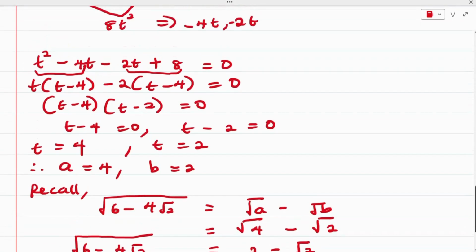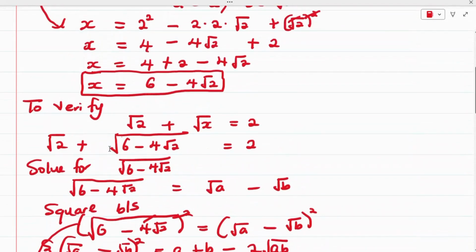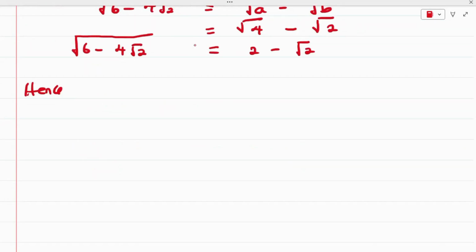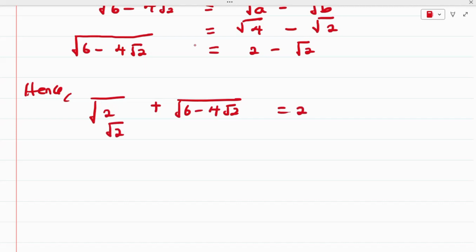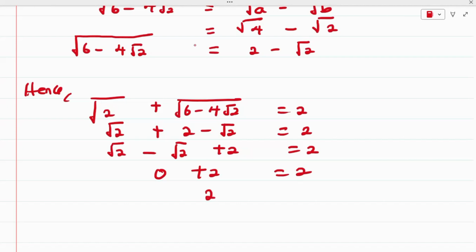So let's simply complete the solving to verify our answer. We already know what the root of 6 minus 4 root 2 is, so let's simply substitute the value right here. So hence we have the root of 2 plus the square root of 6 minus 4 root 2, and this is equal to 2. So we have the root of 2 plus 2 minus the root of 2, which is the value of the square root of 6 minus 4 root 2, and this is equal to 2. So we have the root of 2 minus the root of 2 plus 2, and this is equal to 2. This will give us 0 plus 2, and this is equal to 2. So 2 is equal to 2. So the left hand side is equal to the right hand side, and we have been able to verify this.